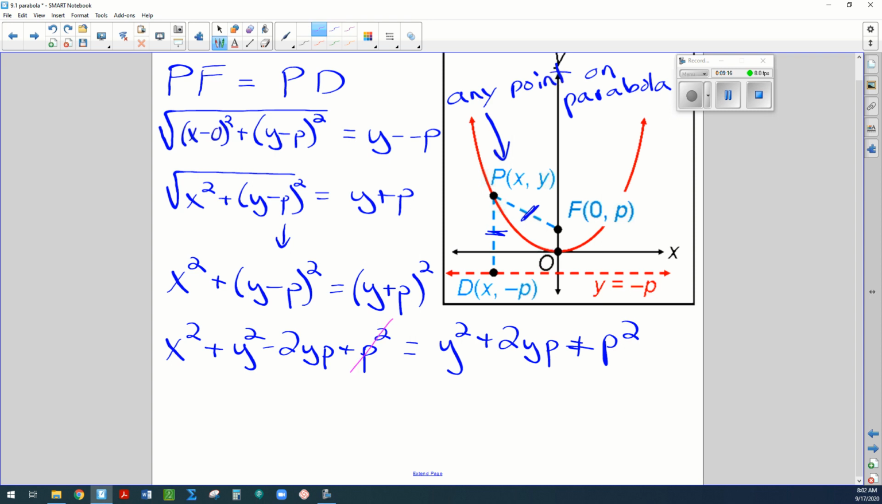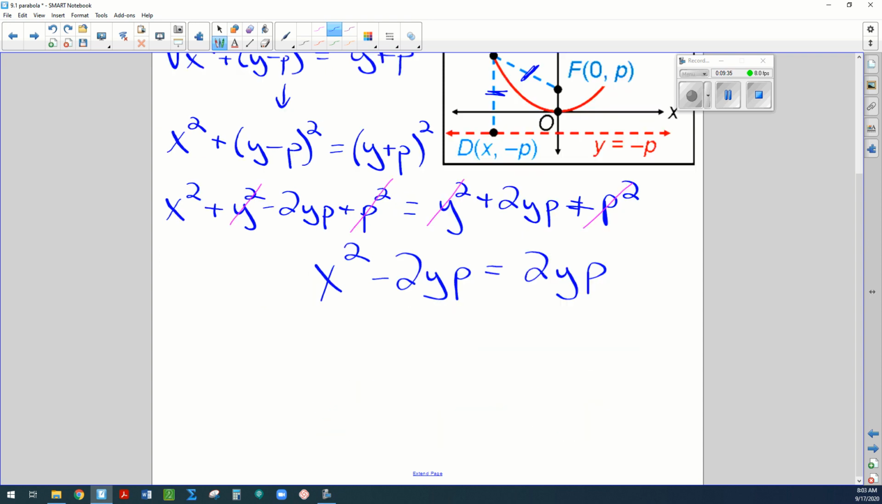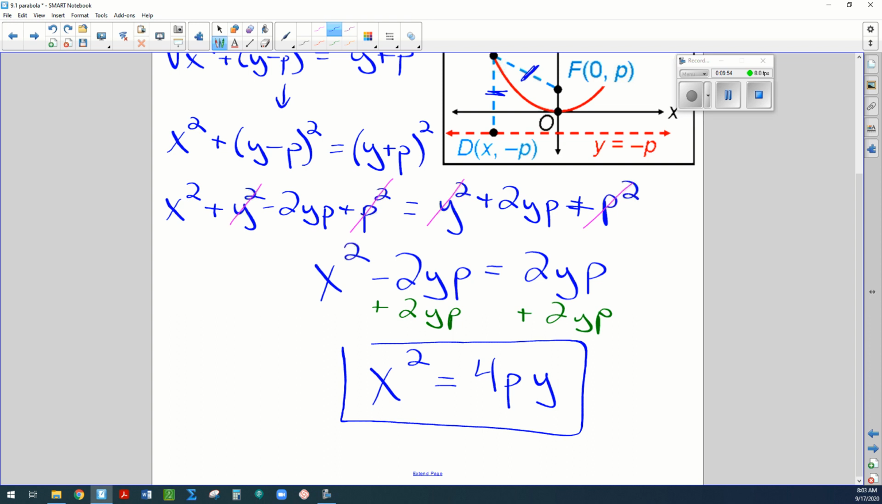If I subtract p squared on both sides, that goes away. If I subtract y squared on both sides, that goes away. And so I have x squared minus 2yp equals 2yp. I'm going to add 2yp to both sides. And so I have x squared equals 4yp, and I'm actually going to say 4py. So you see the x squared part, and you see this 4p. And this is a general equation of a parabola with a vertex at 0, 0.